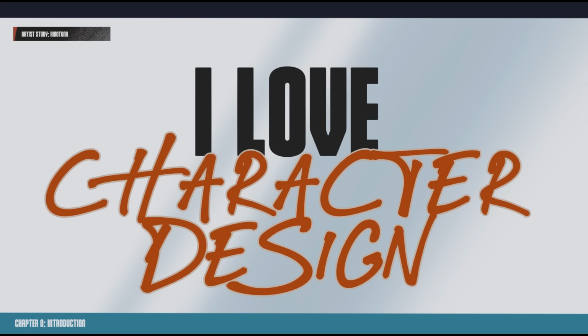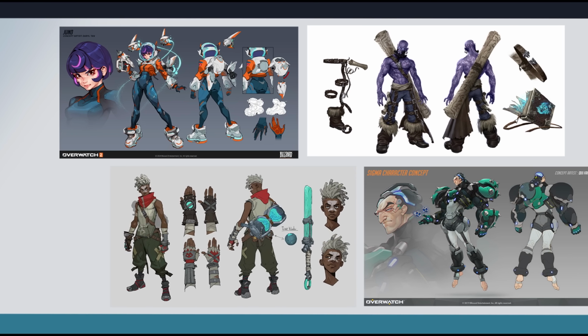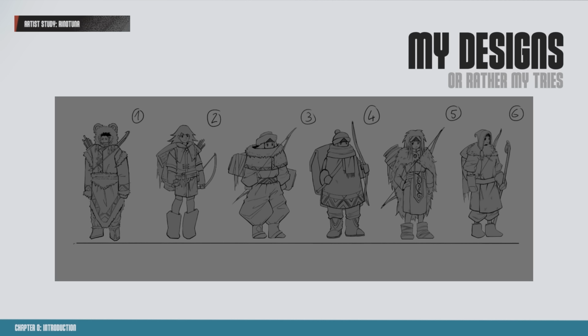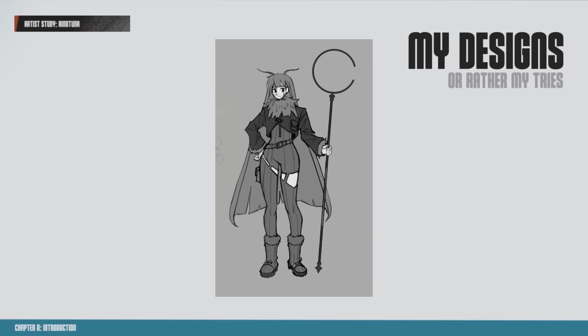I love character design. Something about bringing a character to life out of nothing feels like magic. But my designs, yeah, they're not good. It feels like they're just boring and uncreative.